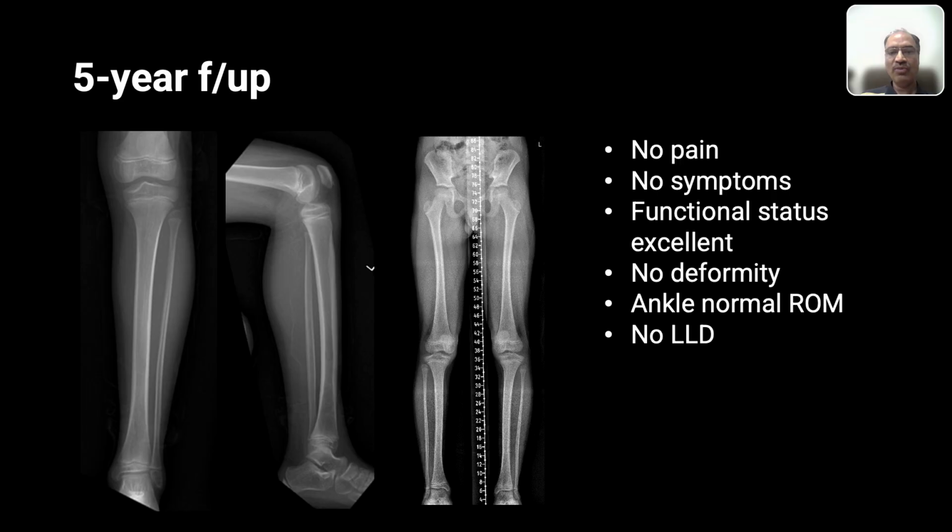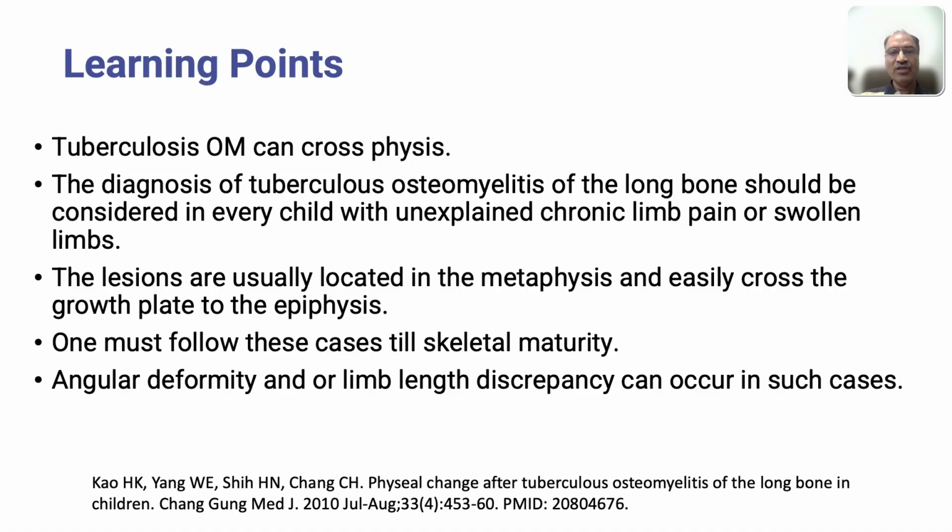This is a 5-year follow-up. It's got no limb-length discrepancy. Next slide. So the important learning point for tuberculosis osteomyelitis is that you can cure it, but you need to follow it for limb-length discrepancy and angular deformity in such cases.